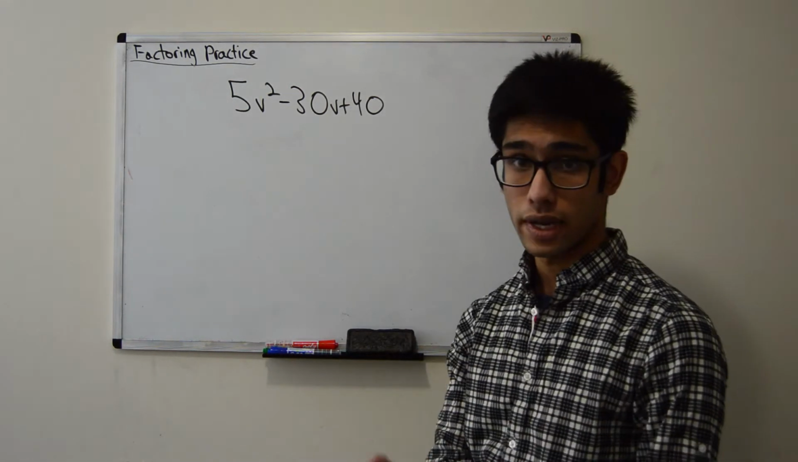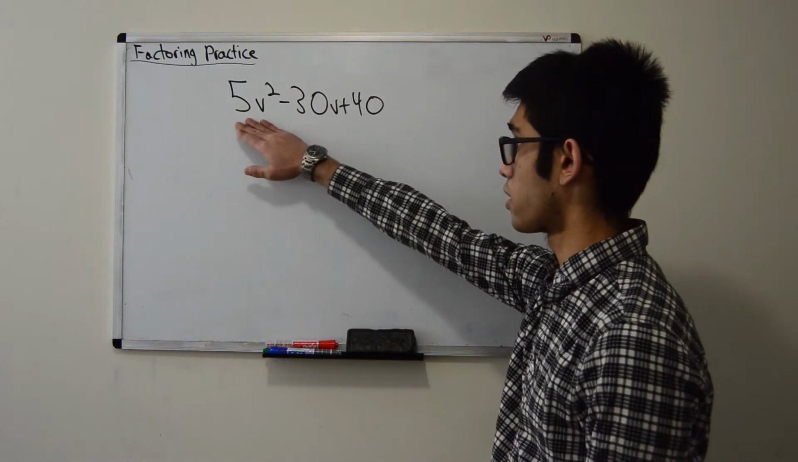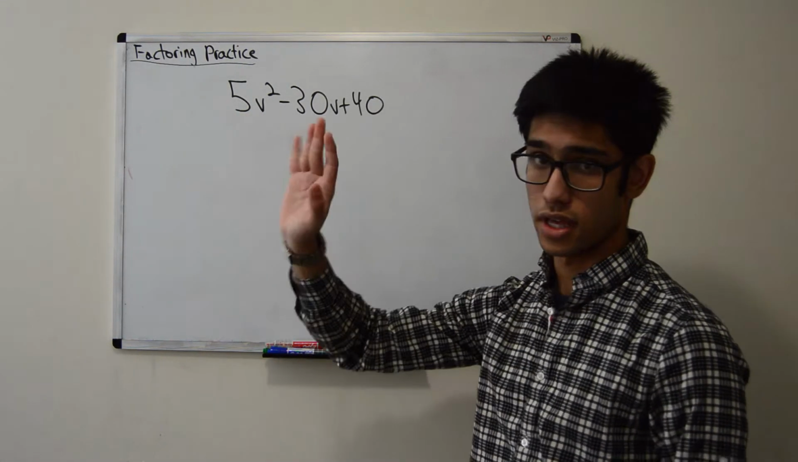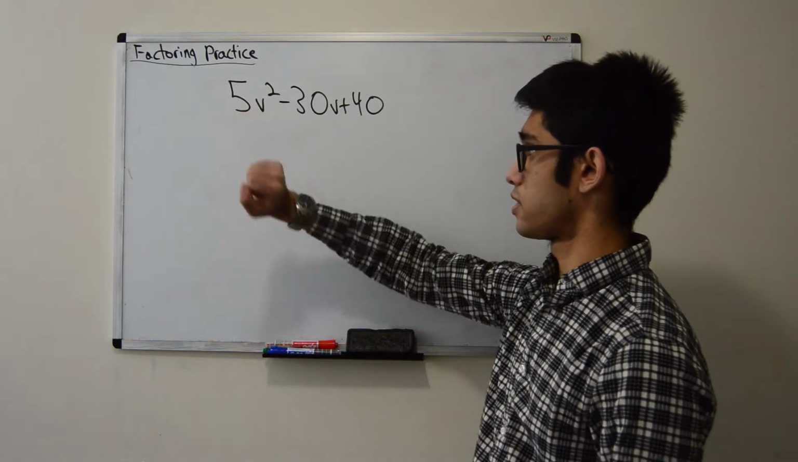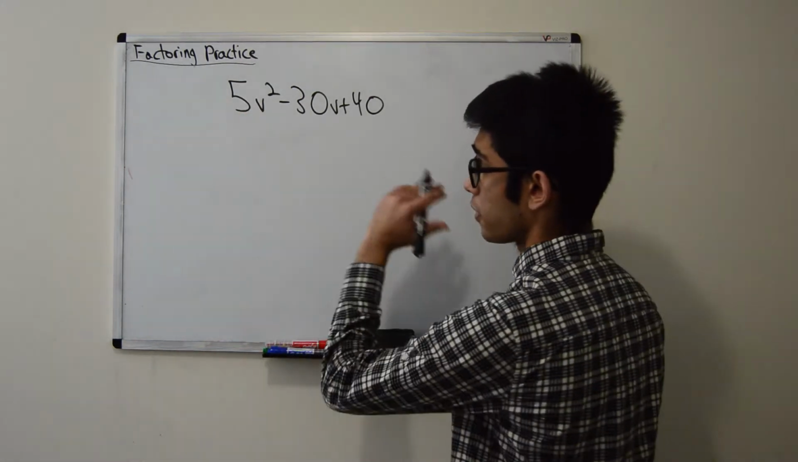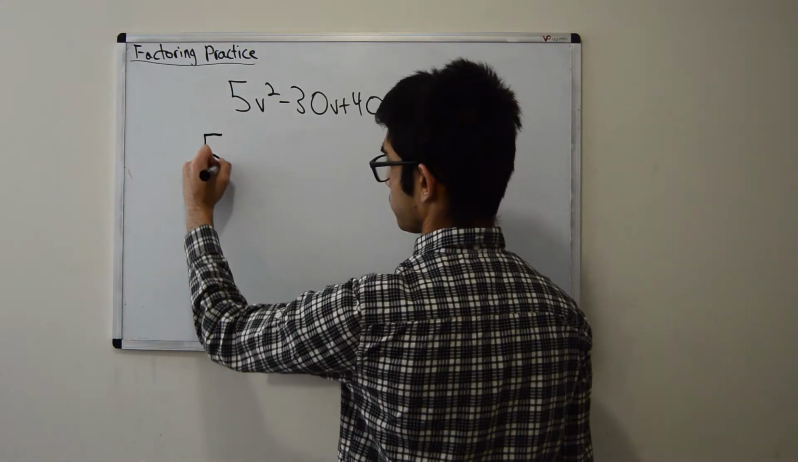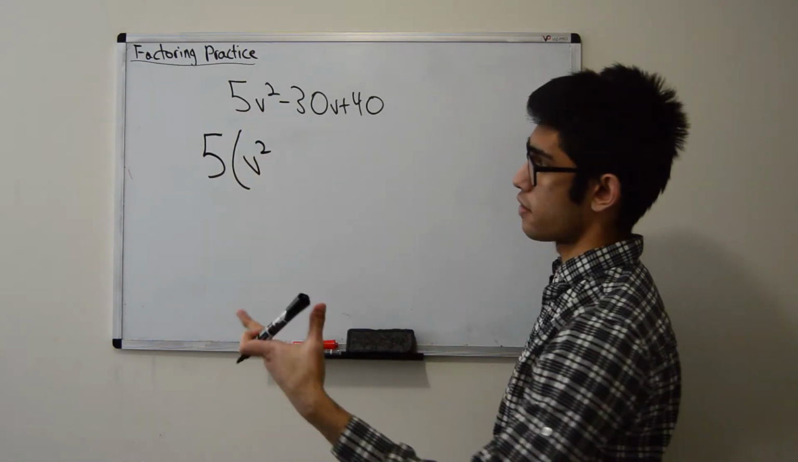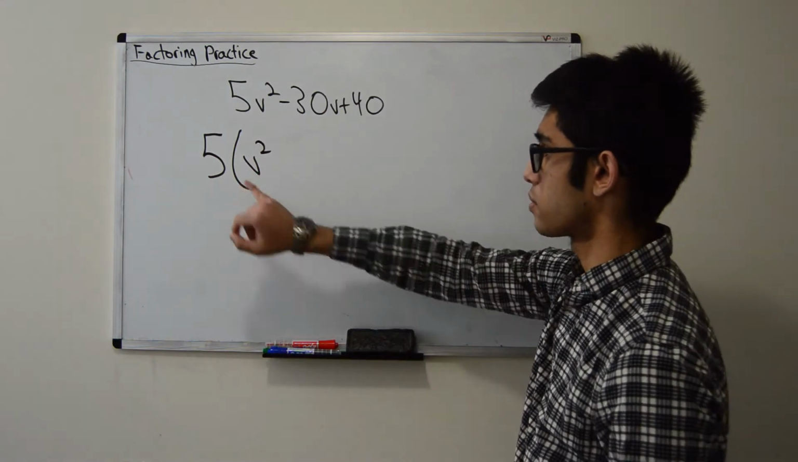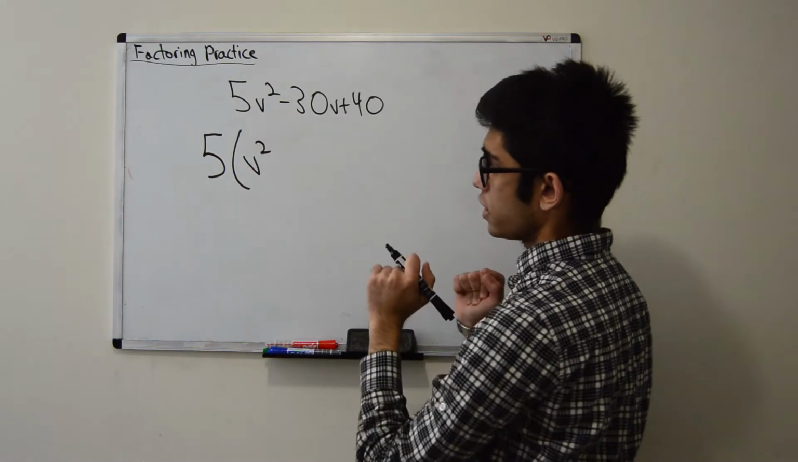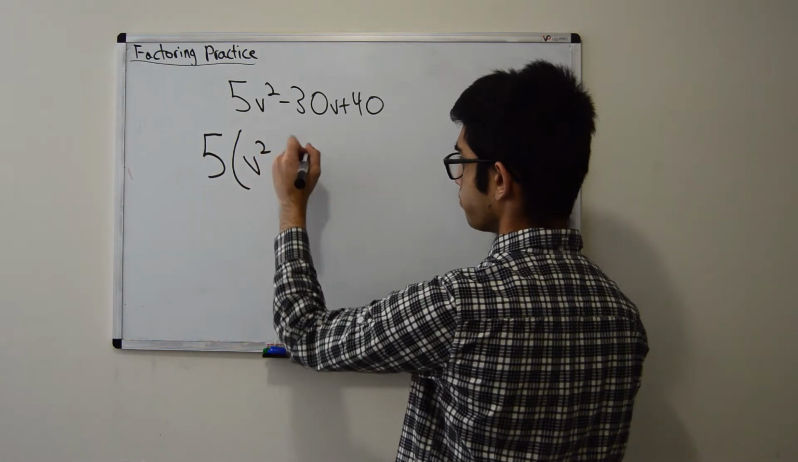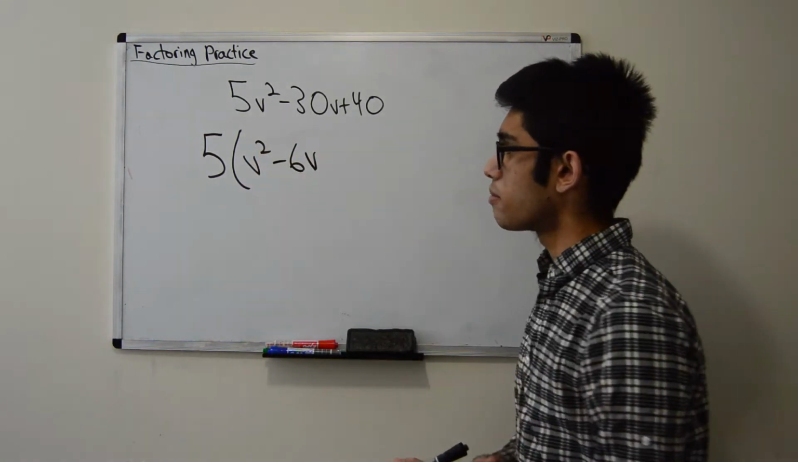Again, look for the greatest common factor, the number I can divide all of these numbers by evenly. So the greatest common factor in this case is 5. So I'm going to pull out the 5. Okay, leaves me with v squared because 5v squared divided by 5 is just v squared. And then negative 30v, if I divide that by 5, leaves me with negative 6v. And if I divide 40 by 5, that's 8.